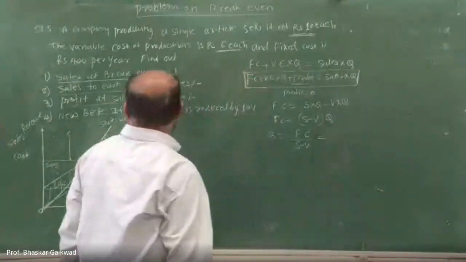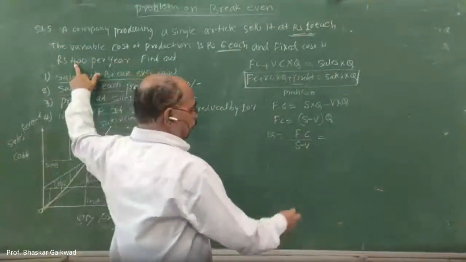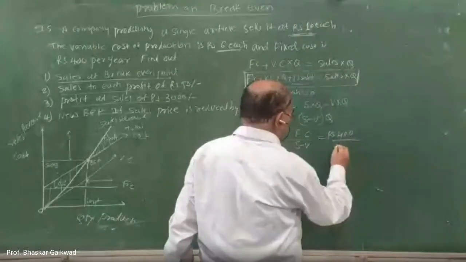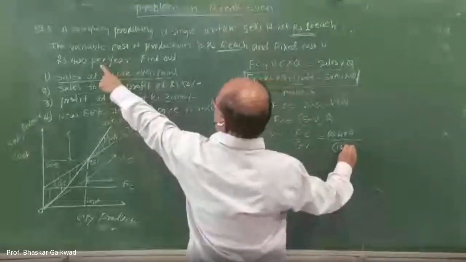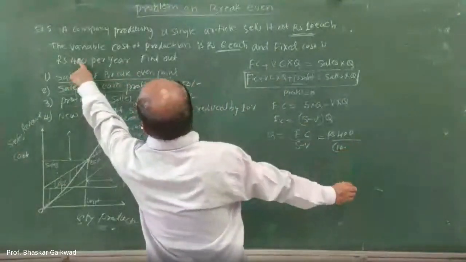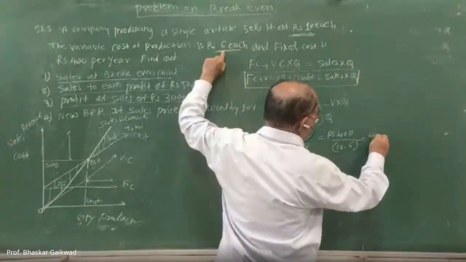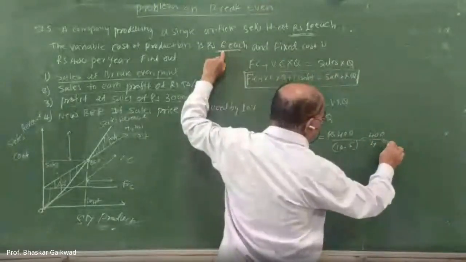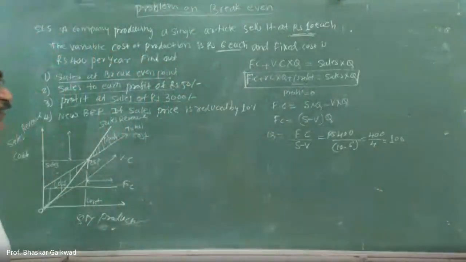Fixed cost, it is given. So fixed cost is rupees 400. Here it is rupees 400 divided by, what is here? 10. This 10. And what is variable cost? 6 is there. So 400 divided by, how much here? 100. Am I correct?